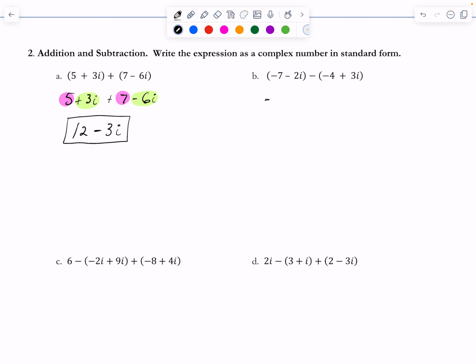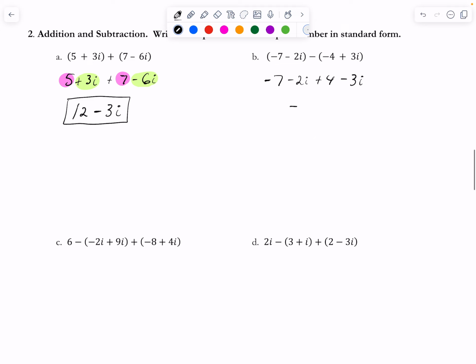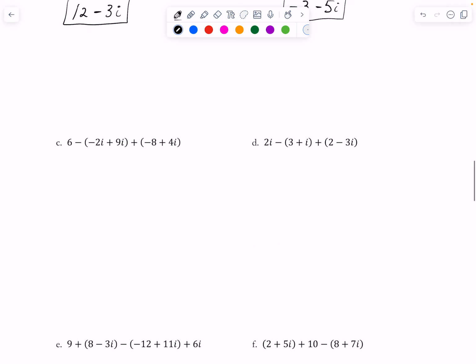Now, when I have subtraction, I am going to go ahead and distribute that negative. The opposite of negative 4 is positive 4. The opposite of 3i is negative 3i. Again, combining like terms, negative 7 and 4 is negative 3. And negative 2i and a negative 3i is negative 5i. Okay, let's go to the next one.